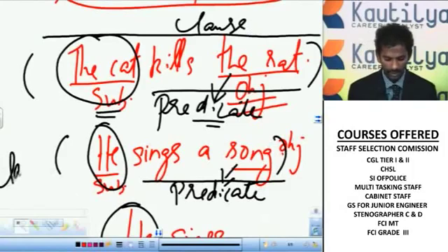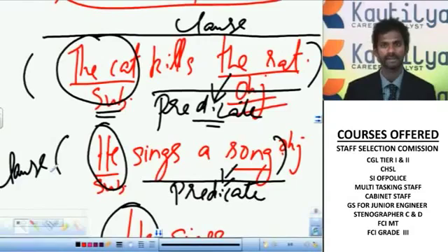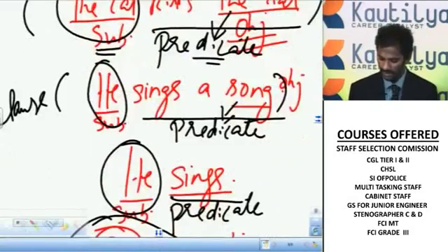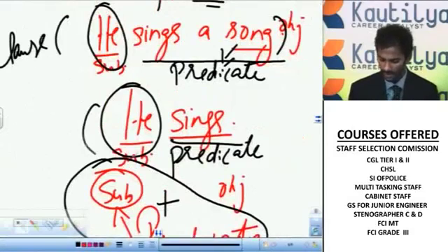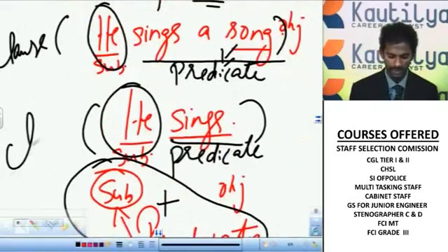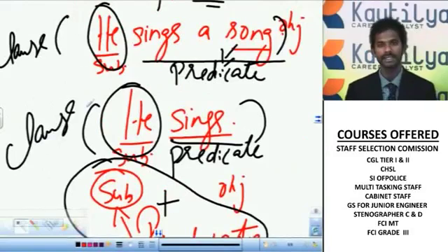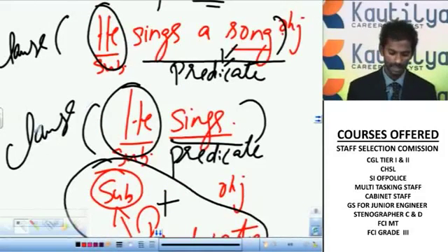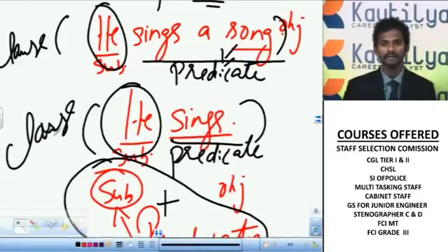So this can also be termed as a clause as well as a sentence. He sings is a part of a sentence containing a subject and a predicate. So this can also be termed as a clause as well as a sentence. Clear? A sentence always makes a complete sense, whereas a clause may make a complete sense or an incomplete sense. That's the only thing.